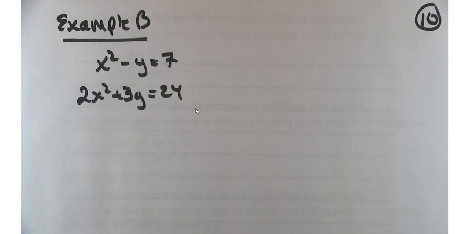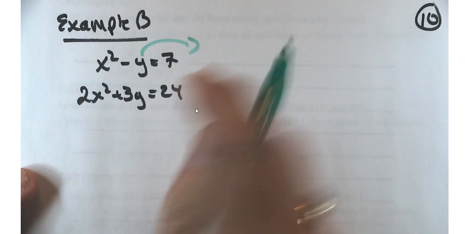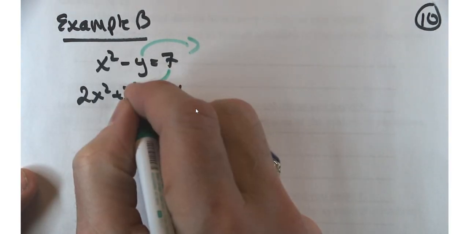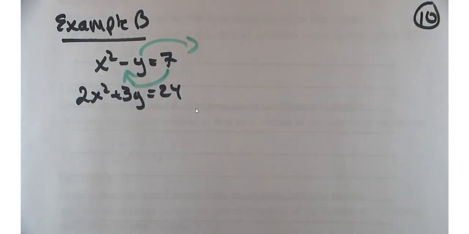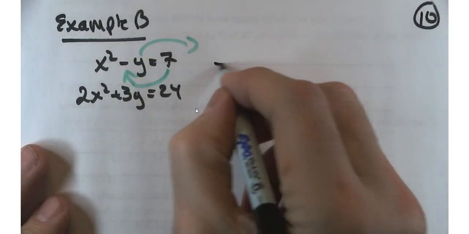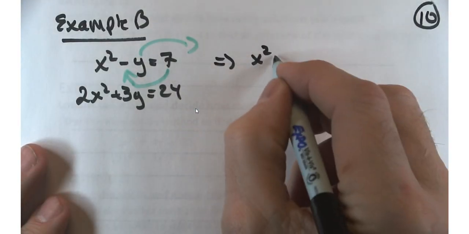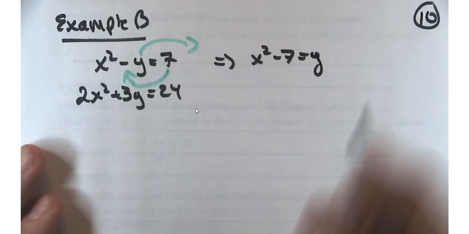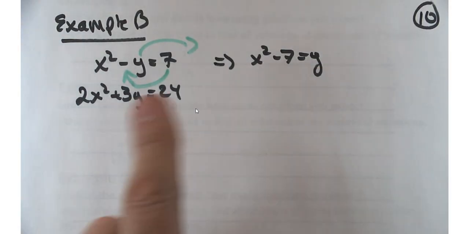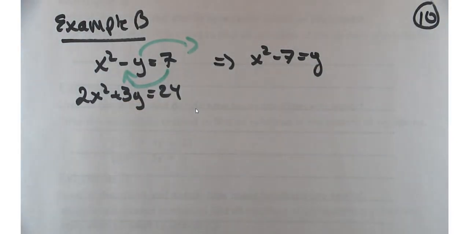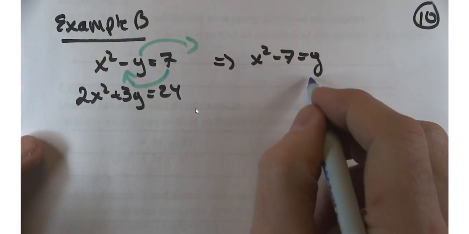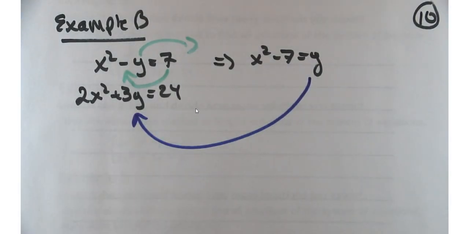Say substitution. I like substitution. We can easily solve for y. If I move that to the other side, I'll move the 7 to this side. When you change sides, you change signs. So we'll end up with x squared minus 7 equals y. And I can plug that expression into my other equation. So great, let's substitute that into there.